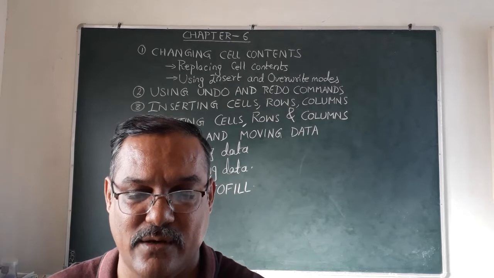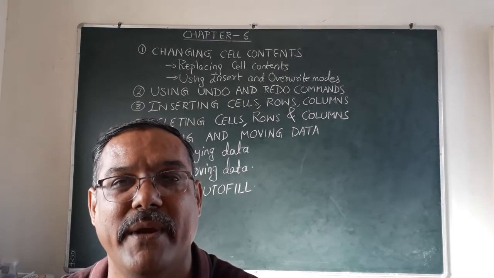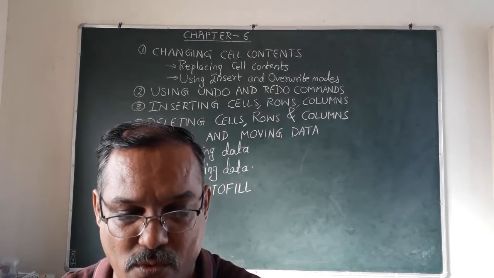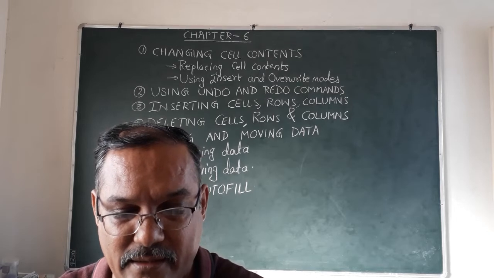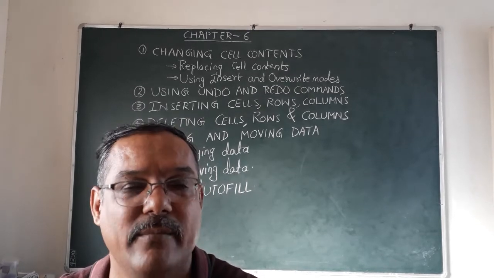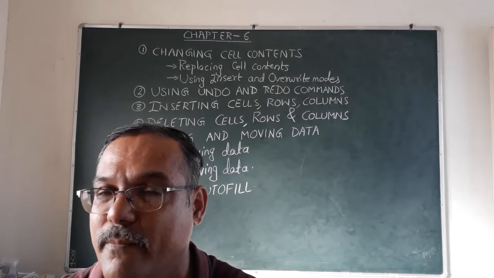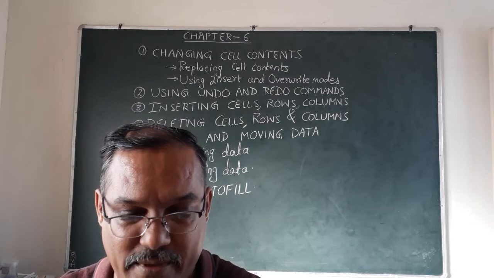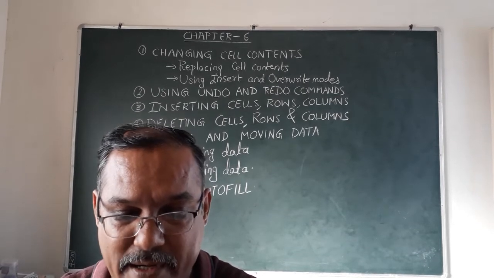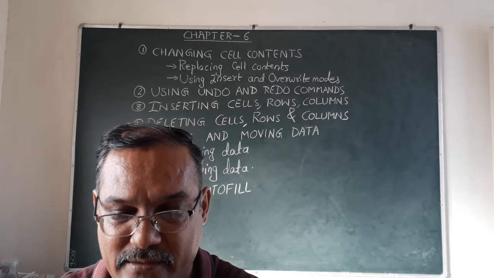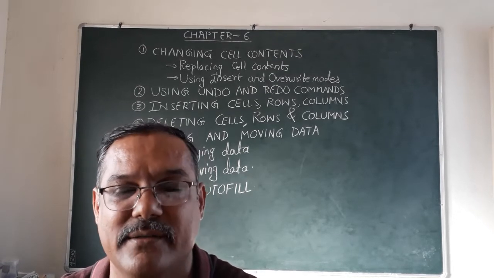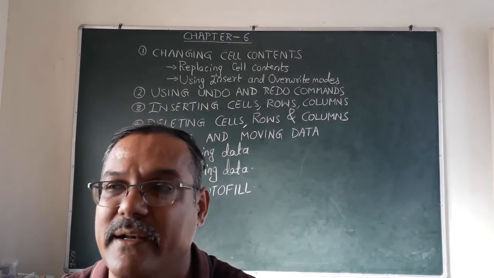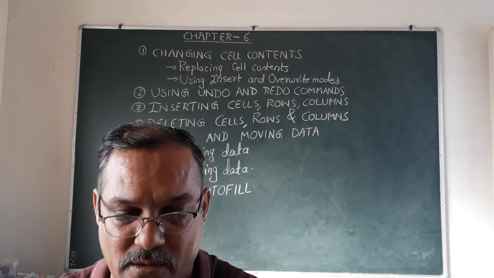Now the next thing is copying and moving data. How to copy and move data is a very important aspect. Copying data means making multiple copies of the same data, at some other location or in some other cell. Moving data means changing the position of the data. Copying and moving data can be done either in the same sheet or between different worksheets. Now, how to do that?